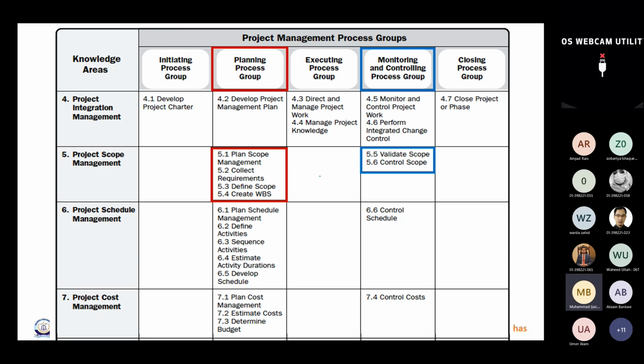If the performance measurement baseline is a combination of three baselines, then why is it mentioned separately?